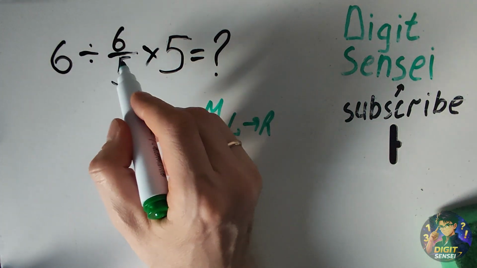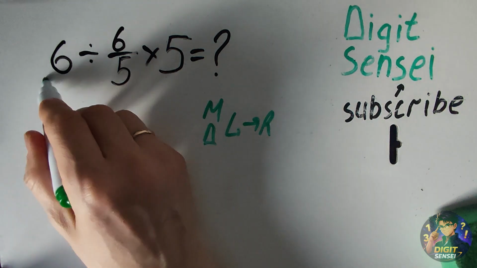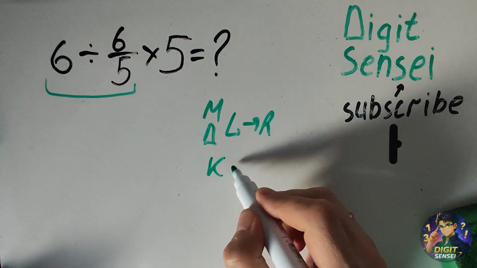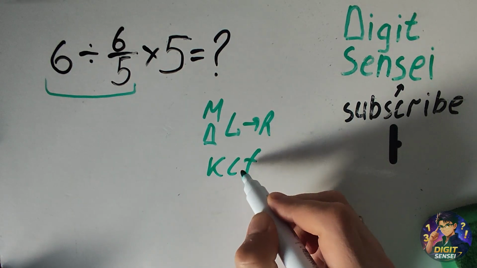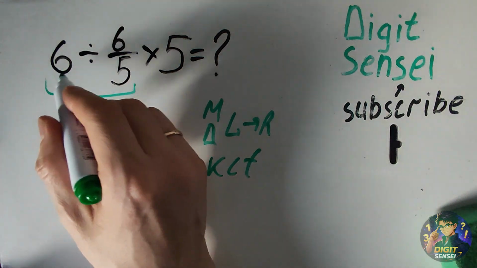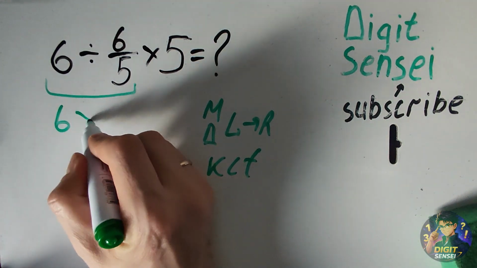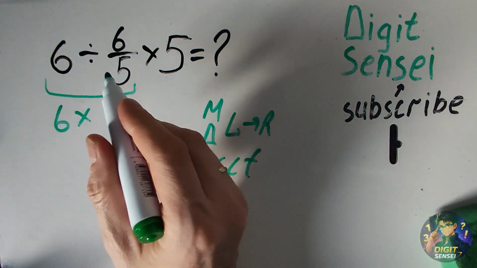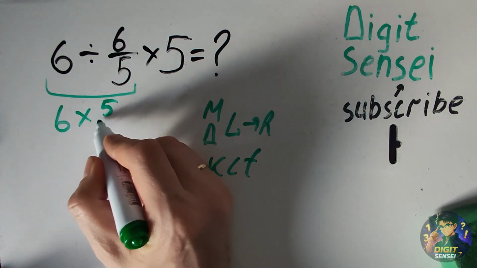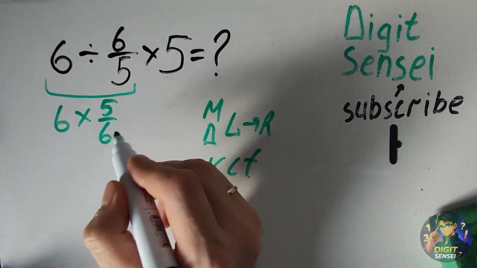6 divided by 6 over 5. According to the KCF rule, K stands for keep, C stands for change, and F stands for flip. We can write: keep the first fraction, change division to multiplication, and flip the second fraction. And here we have times 5.